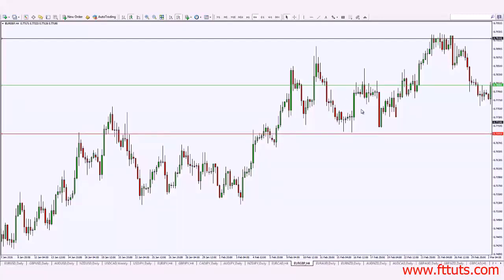Here's how you can go about it. Remember what I said earlier: let price come to you. So instead of chasing price, instead of entering a trade only when price has already made a substantial move, wait for price to come to your desired level.